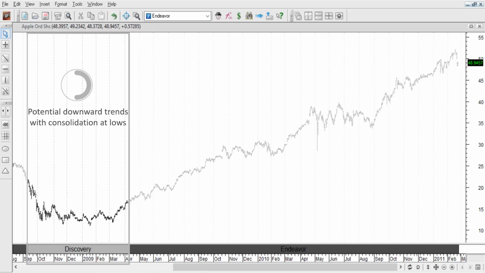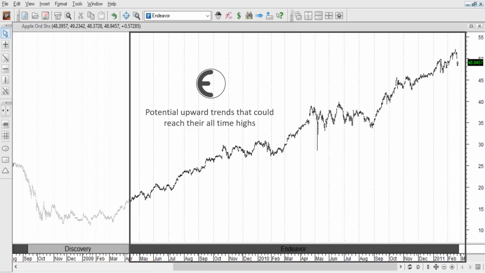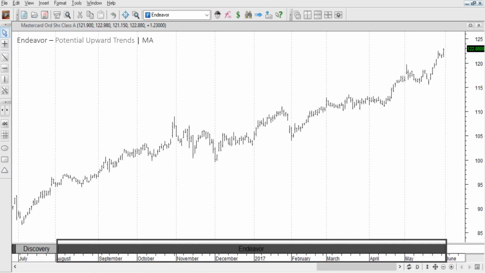Just because a stock's price is currently in Discovery doesn't mean that it'll stay there forever. That would be ridiculous. Price can move out of Discovery and into the Endeavor category, and this is when things really get exciting. Notice how as soon as price enters Endeavor, it started moving up. That's because the Endeavor category represents price having potential upward trends that could reach their all-time highs. Here, let me show you some examples of the kind of movement Endeavor can identify. This is MasterCard, ticker symbol MA. Its price entered the Endeavor category in August of 2016.